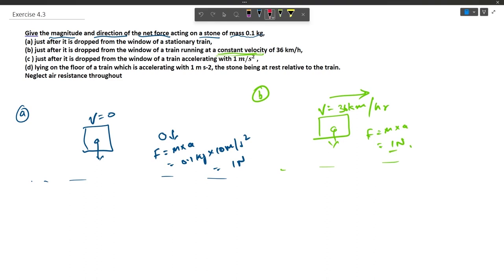Now in the third case we have the stone just after it is dropped from a window of a train accelerating with 1 meter per second square. Now this time we have got acceleration of the train, and the stone is thrown.